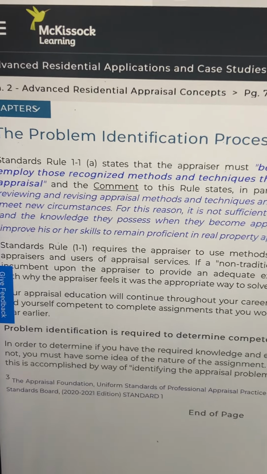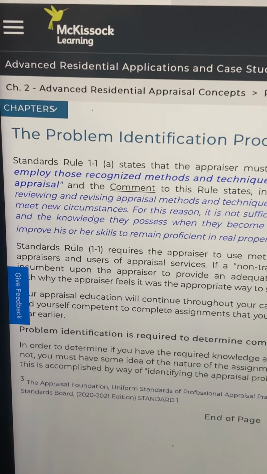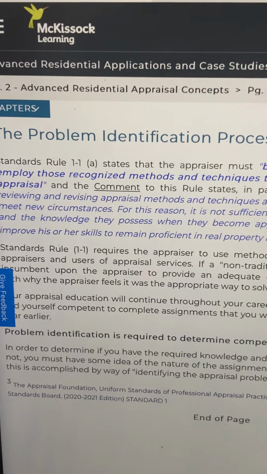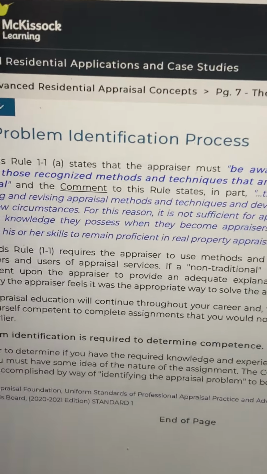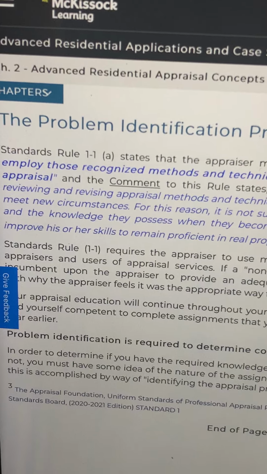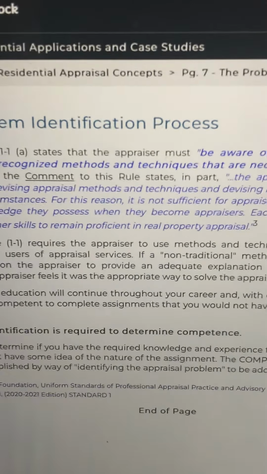Advanced Residential Applications and Case Studies. Chapter 2, Advanced Residential Appraisal Concepts. Page 7. The Problem Identification Process.